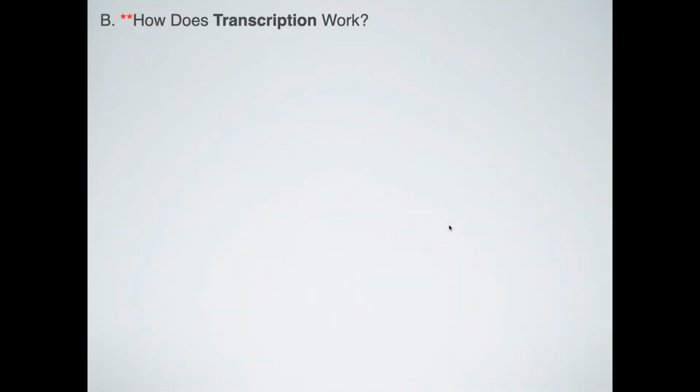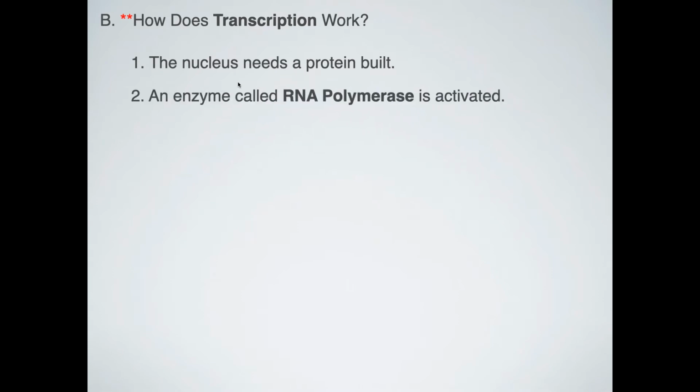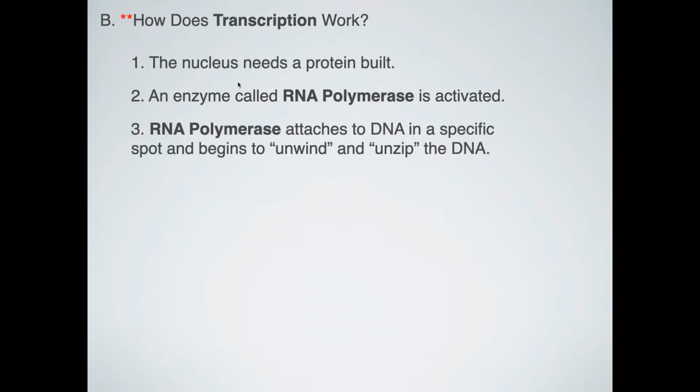So how does transcription work? The first thing that we need to do is to have the nucleus say, okay, great, I need you to build something for me. So when that happens, an enzyme called RNA polymerase is activated. RNA polymerase attaches to the DNA in a specific spot and begins to unwind and unzip the DNA.